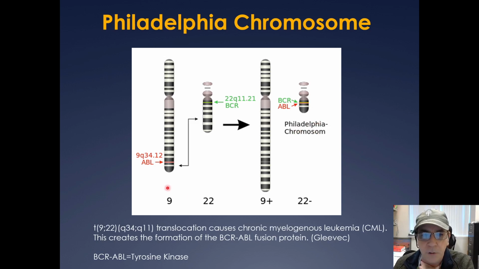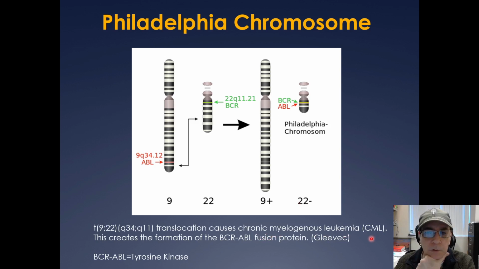And what ends up happening is you have a chromosomal translocation where this end of chromosome 9 gets put onto chromosome 22, and this part of chromosome 22 gets added to chromosome 9. So now you have this 9 plus chromosome and this 22 minus chromosome. This is what's considered the Philadelphia chromosome. And why this is so important is if this happens, and it happens fairly regularly in humans, you end up having leukemia called chronic myelogenous leukemia, or CML.